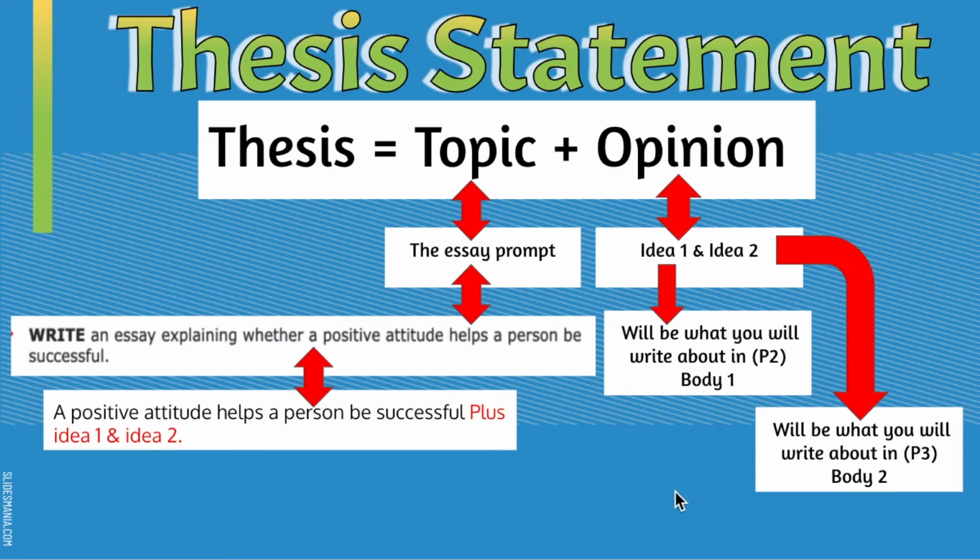Let's take a look at a prompt example. Write an essay explaining whether a positive attitude helps a person be successful. So now let's turn this into a question and come up with our thesis statement. If you were to think about this as a question, you will answer like you're answering a question. A positive attitude helps a person be successful because, and then you will add your idea 1 and idea 2. Let's do a few examples together.